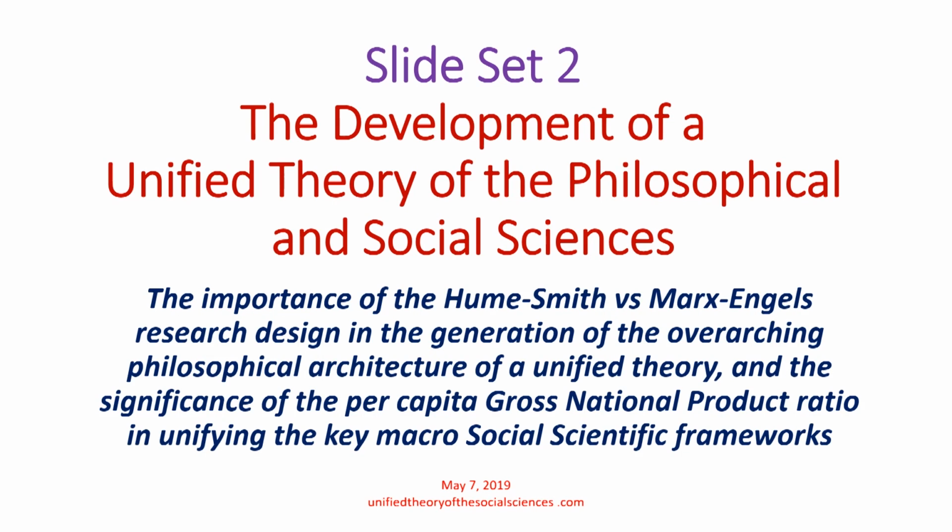Today we're going over slide set 2 of a development of unified theory of the philosophical and social sciences. It's about 100 slides long, subtitled The Importance of the Hume-Smith versus Marx-Engels Research Design in the Generation of the Overarching Philosophical Architecture of Unified Theory and the Significance of the Per Capita GNP Ratio in Unifying the Key Macro Social Scientific Frameworks.